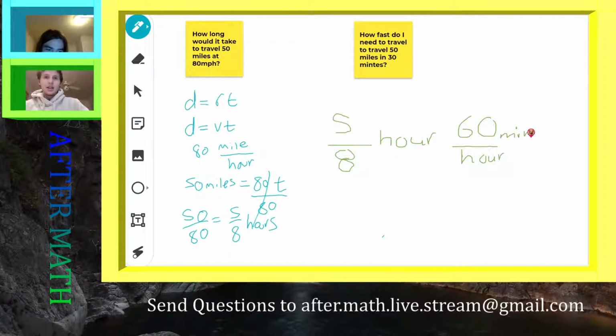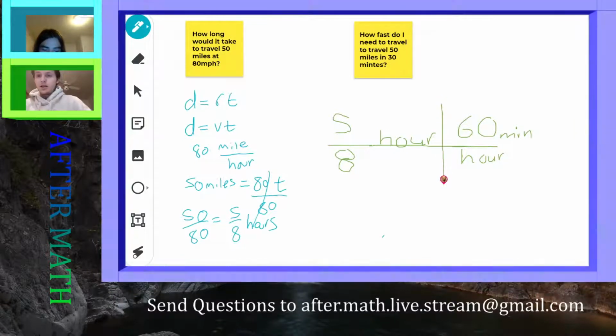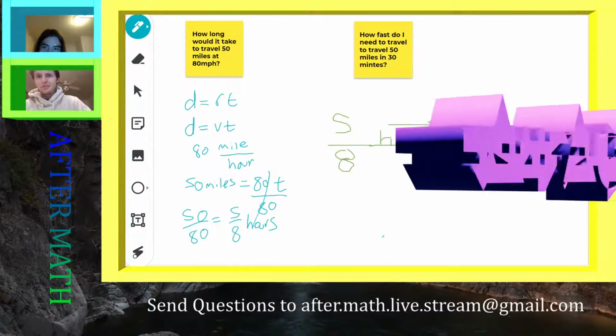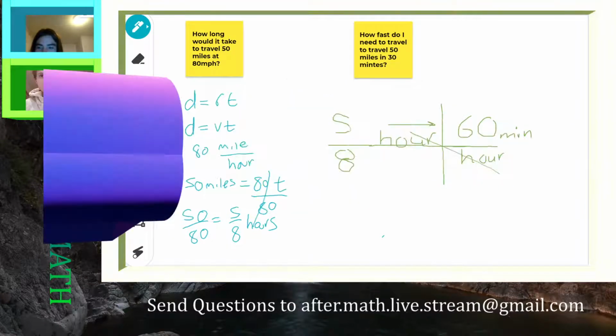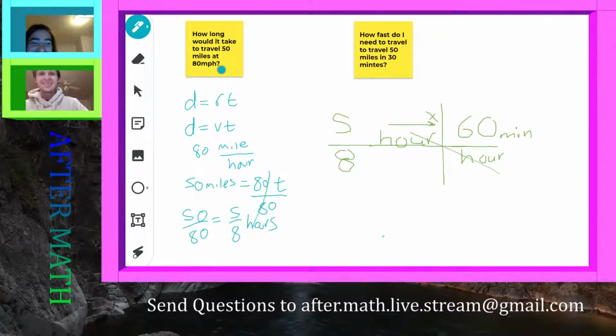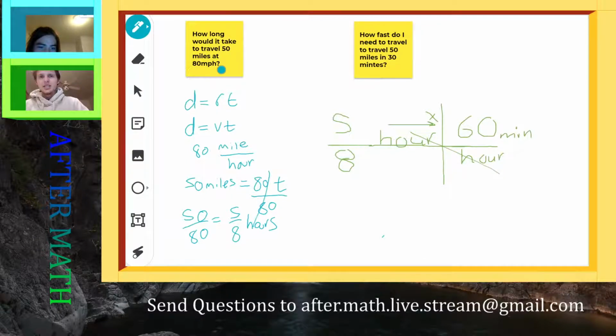Okay. If we just do a little bit of a math problem here, we multiply the 5 times the 60 and then divide by 8. Our hours cancel and we're in minutes now. Dude, that is mathematical. It's amazing. So 5 times 60, what is that? 300? Yes. And then we have 300 divided by 8.